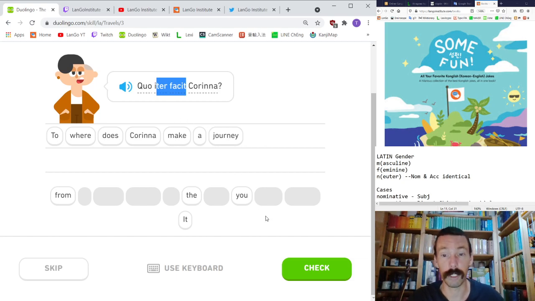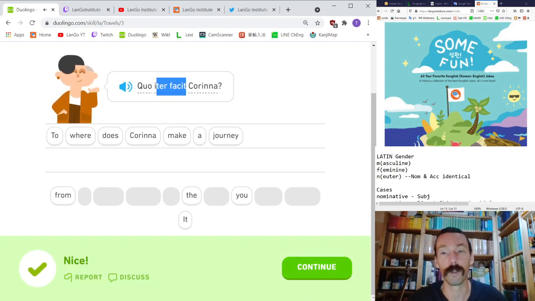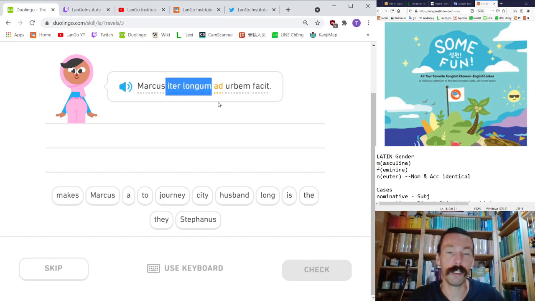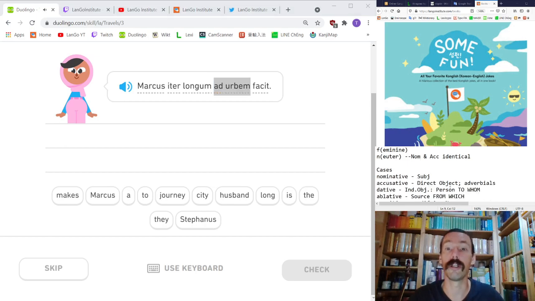Latin had no articles. That developed in Romance, but was not part of classical Latin. Articles are words meaning things like the and a. Marcus iter longum ad urbem facit. Some more information on the long journey: ad, preposition, toward. Urbem, accusative, city. Toward the city. Facit. An accusative can be the object of a preposition.